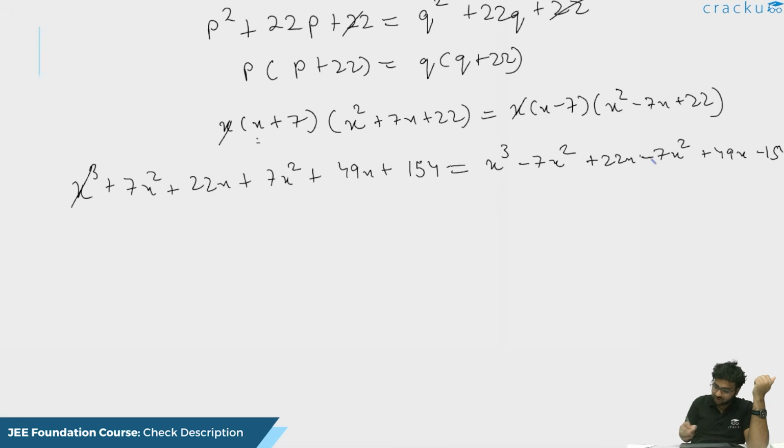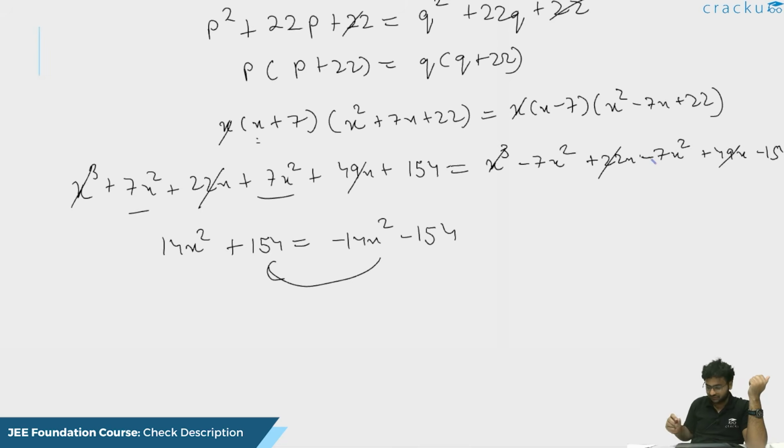Okay. So x cube gets cancelled out. Then can you see anything else cancel out? 22x cancels out. 49x cancels out. So we are left with what? 14x square plus 154 equal to what? Minus 14x square minus 154. So if this will go here, this would be what? 2 times 14x square plus 154 equal to 0.